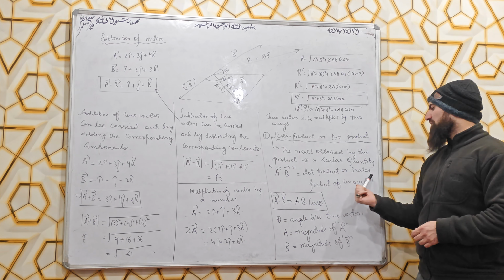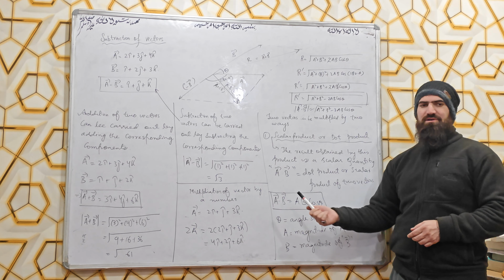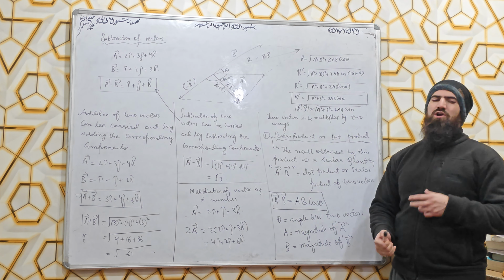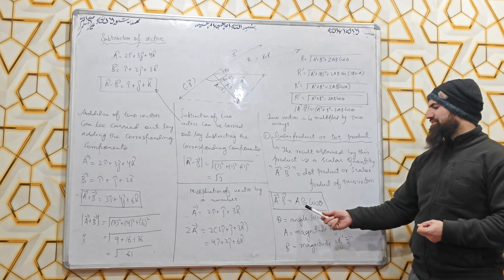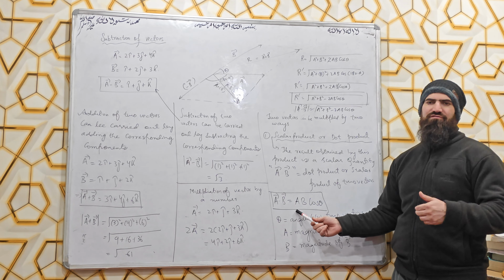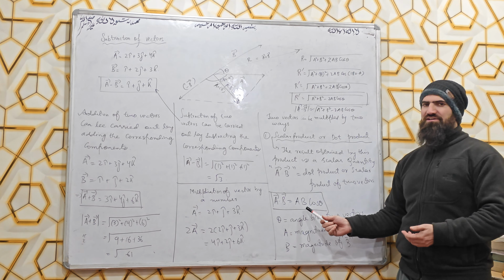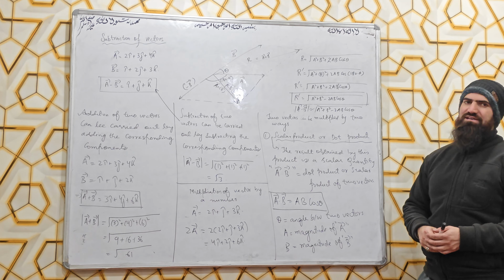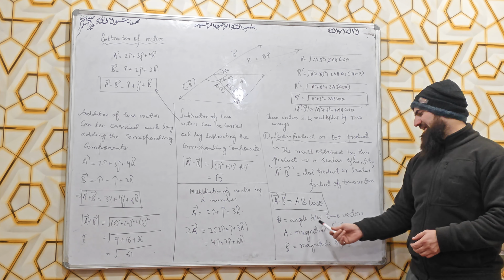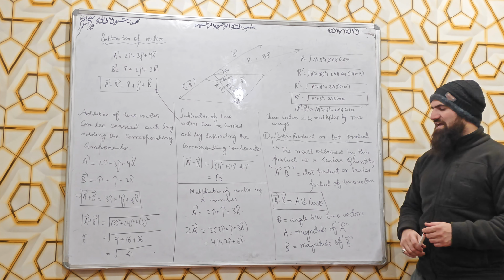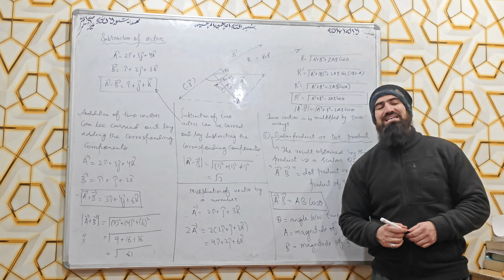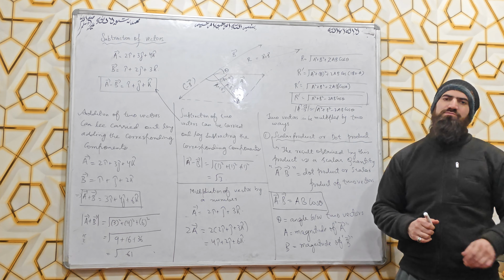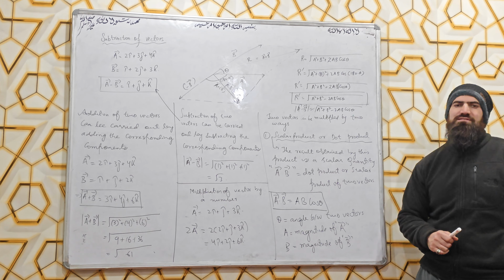A dot b is the dot product or scalar product, because we replaced the multiplication sign by dot. A dot b, that's the dot product or scalar product of two vectors, is equal to the magnitude of vector a into magnitude of vector b into cos of the angle between a and b. Now theta is the angle between two vectors, so that is how you can find the scalar product between two vectors in terms of the magnitude of the vectors and angle between the two.